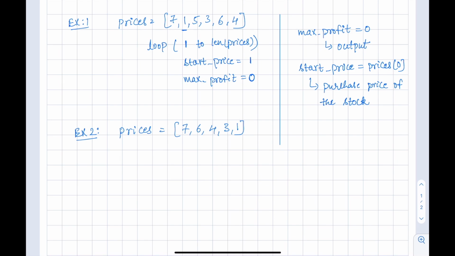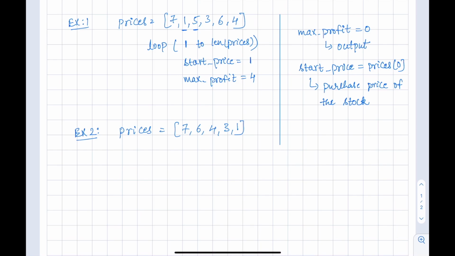Next we are going to iterate and go to the next day. Now the price of the stock is 5, and the start price is 1. So a profit can be achieved. What is the profit? 5 minus 1 is 4, and it is greater than 0. So I'm going to update my max profit.